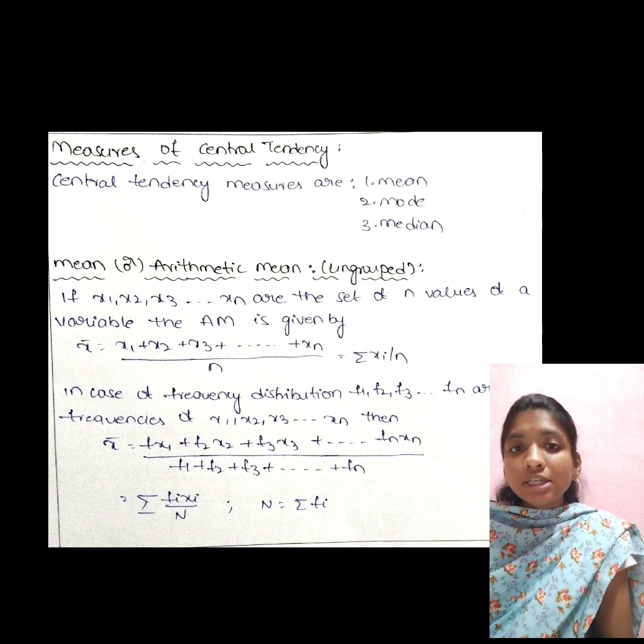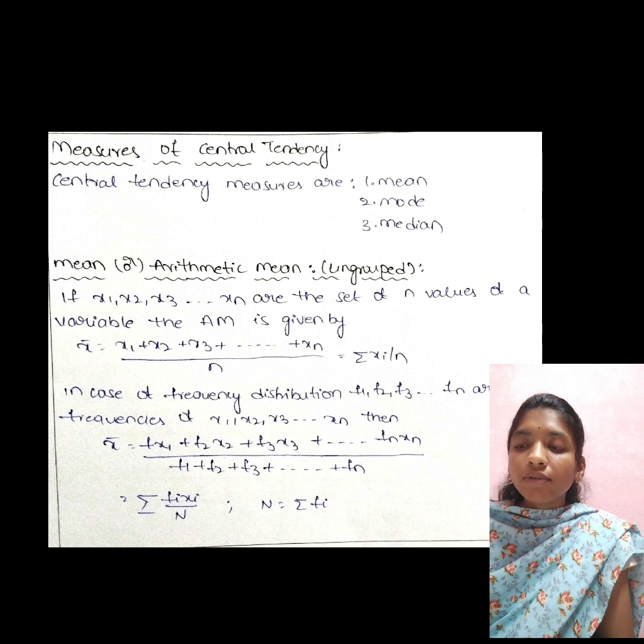In case of a frequency distribution, if f1, f2, f3 and so on up to fn are the frequencies of x1, x2, x3 and so on up to xn, then the mean x bar is given by f1 x1 plus f2 x2 plus f3 x3 and so on up to fn xn, divided by the sum of the frequencies f1 plus f2 plus f3 plus so on up to fn, that is summation of fi xi by n, where n is equal to the sum of frequencies.